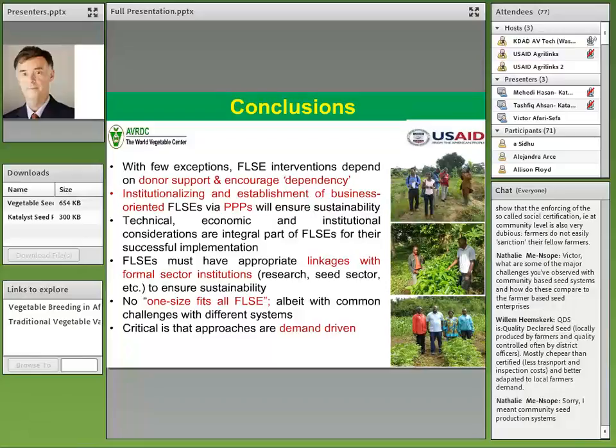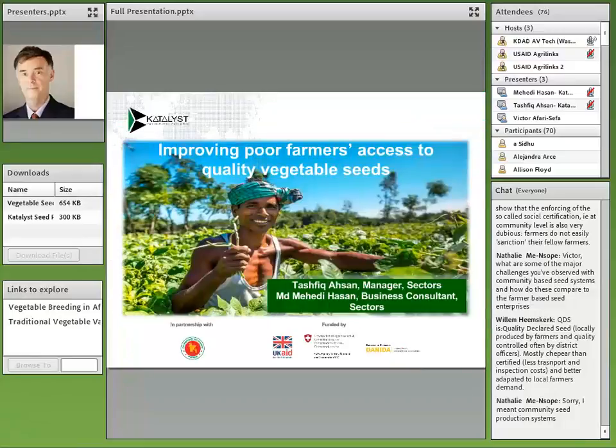And then, of course, there's a need to link these informal seed systems to the formal seed sector to get foundation seed. The research aspect and the capacity building component are quite critical. Now, there's also no one-size-fits-all for farmer-led seed enterprises or the informal seed sector. Of course, it depends on the specific circumstances that will dictate what has to be done and what will work. And, of course, critical is that it's demand-driven. So that is certainly where I want to end my talk. Thanks very much for your attention, and I look forward to answering questions later in the seminar. Thank you.